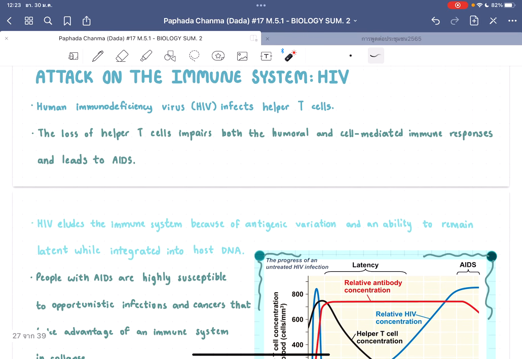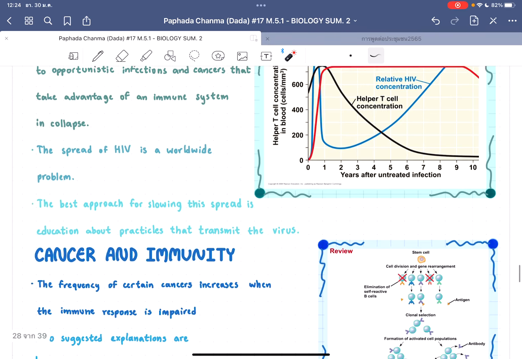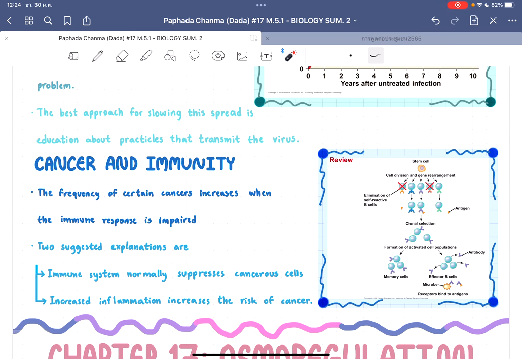Attack on the immune system, HIV. Human immunodeficiency virus, or HIV, infects helper T cells. The loss of helper T cells impairs both the humoral and cell-mediated immune responses and leads to AIDS. HIV eludes the immune system because of antigenic variation and an ability to remain latent while integrated with host DNA. People with AIDS are highly susceptible to opportunistic infections and cancers that take advantage of an immune system collapse. The spread of HIV is a worldwide problem. The best approach for slowing this spread is education about practices that transmit the virus.